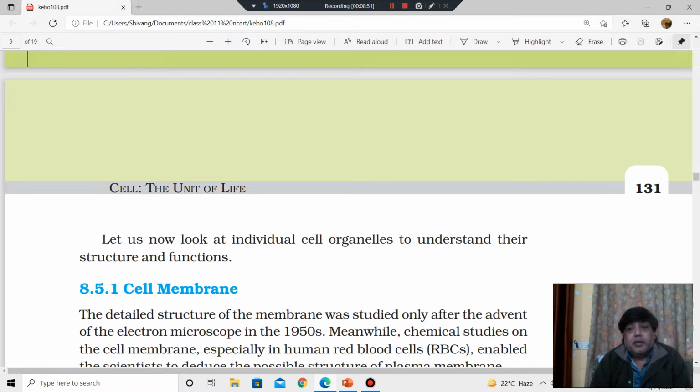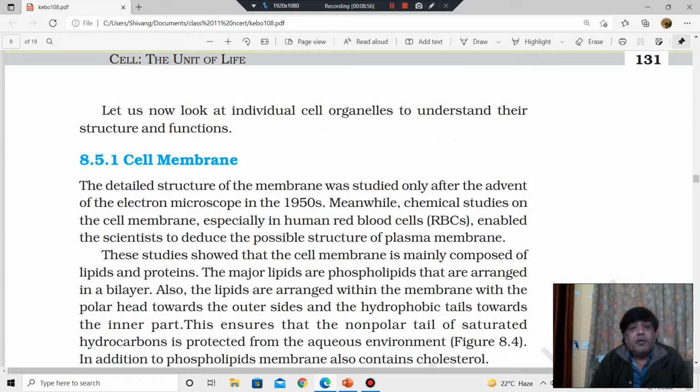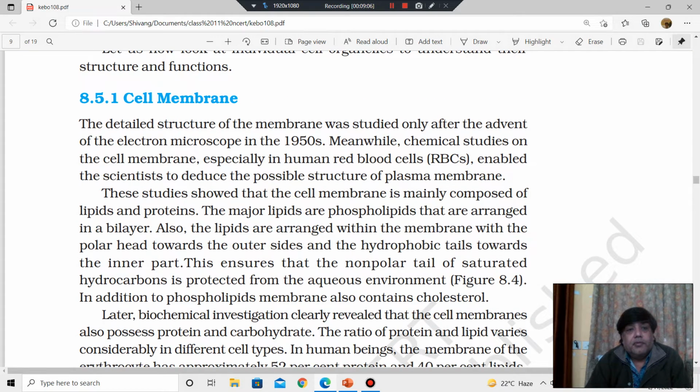Let us now look at the individual cell organelles to understand their structure and function. Now we are going to discuss one by one individual cell organelles and understand their functions and structure. The first one is cell membrane.